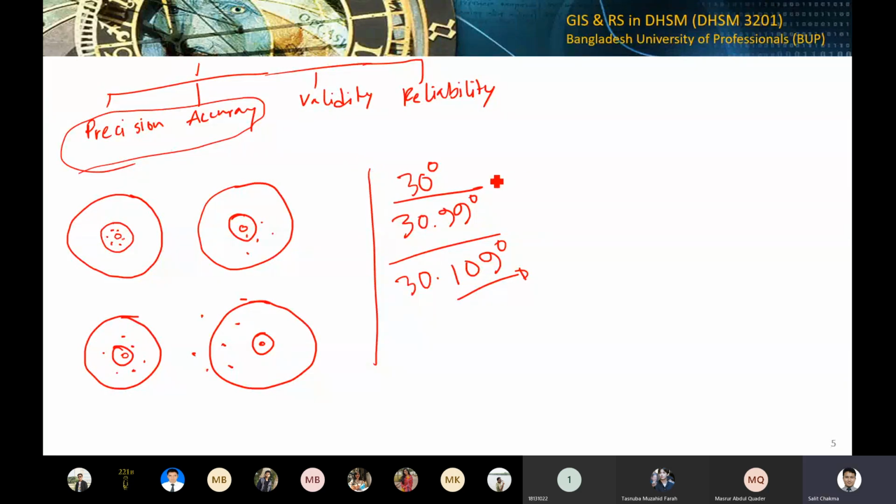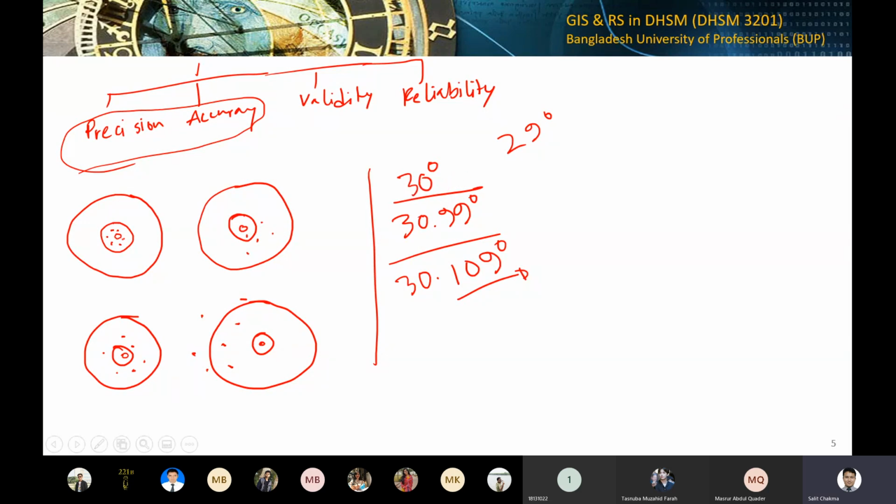Okay, so the weather app is telling you that it's 30 degrees Celsius, but if you use a thermometer, you find that it's 29 degrees Celsius. So the value is a little bit close. And why is it 29 degrees Celsius?